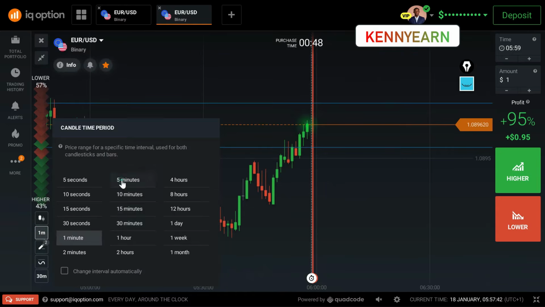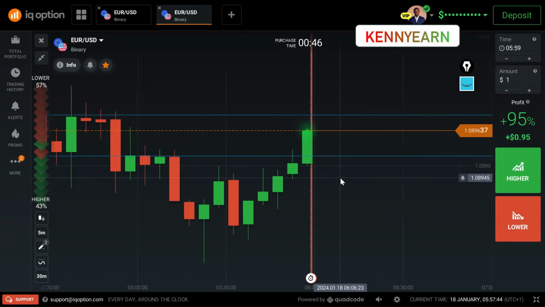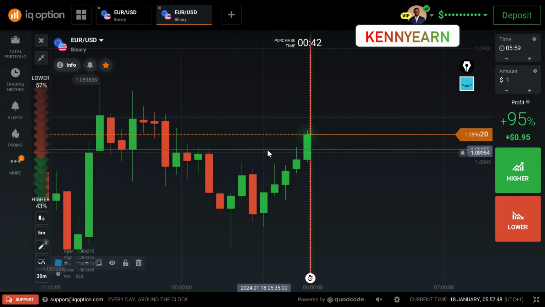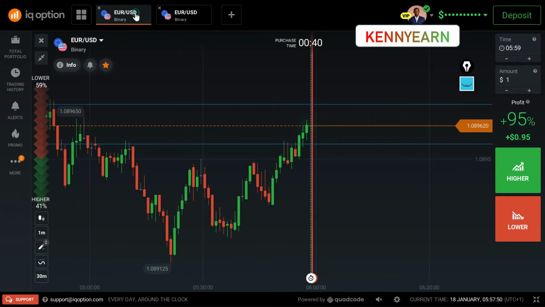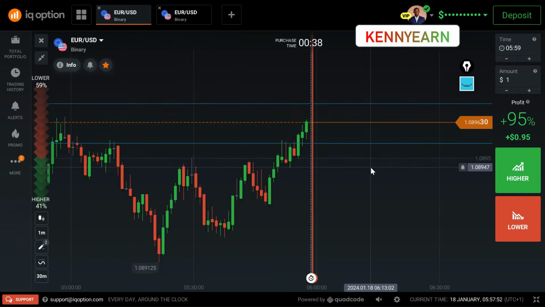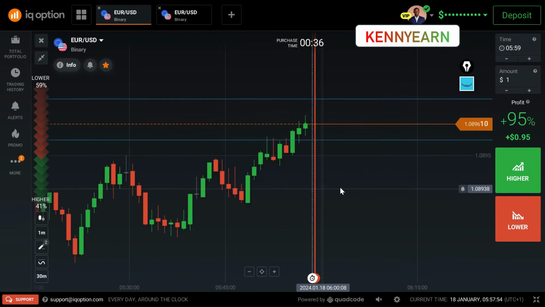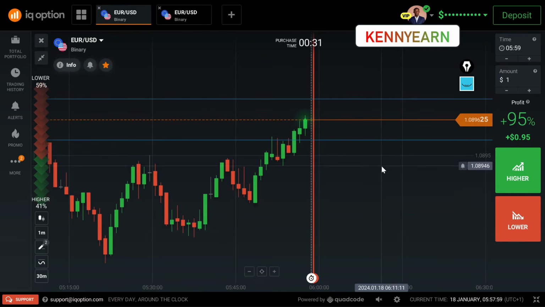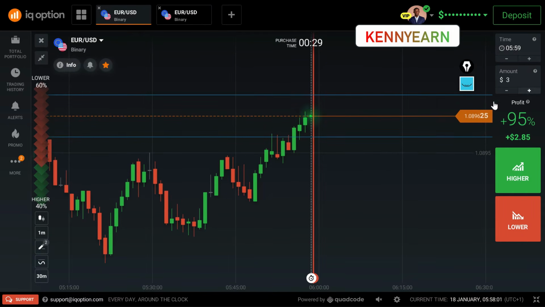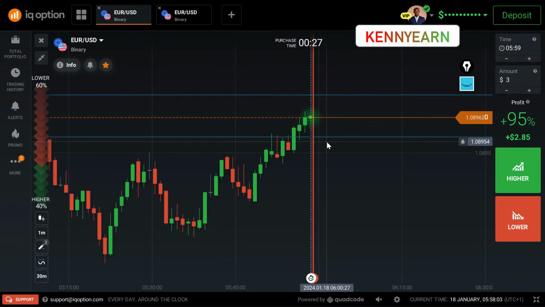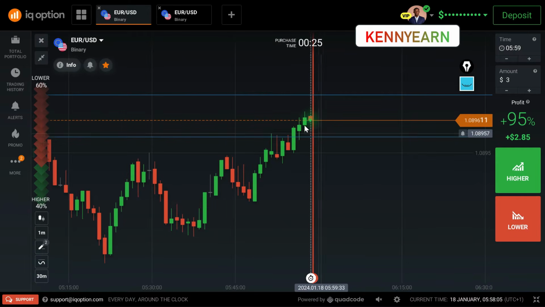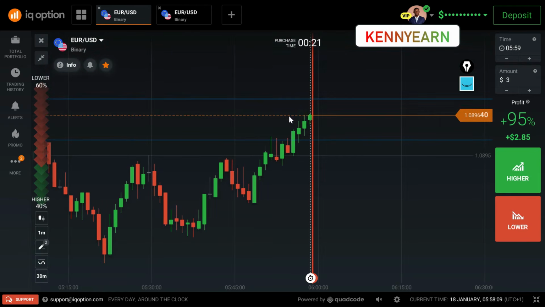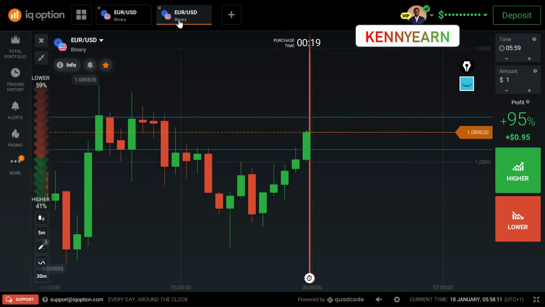All right, so I'm seeing this Euro USD as a good market. We're getting some good bias entry. So since I'm getting some good bias entry here, I could be able to take a trade. All right, so I could be able to buy that. Oh, I wanted to buy, sorry, I was not fast enough.